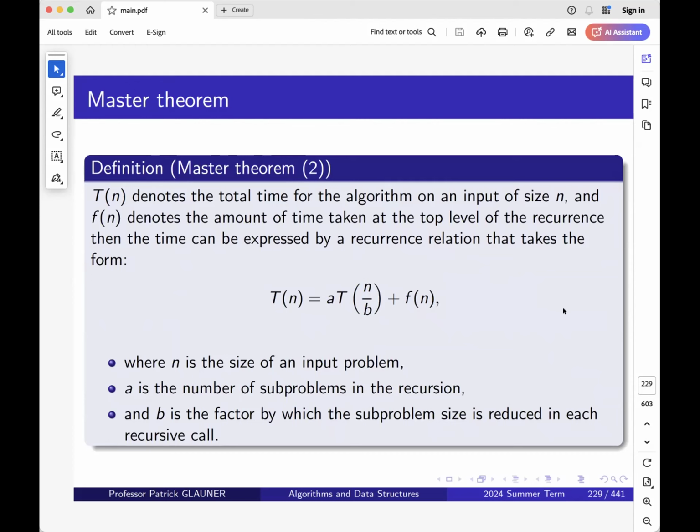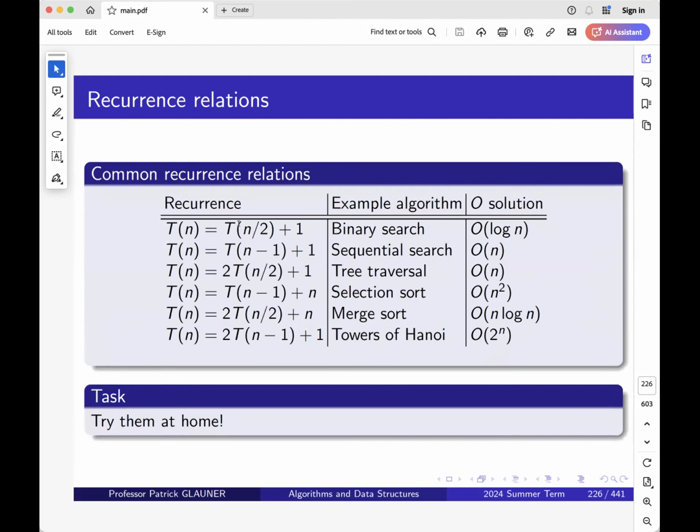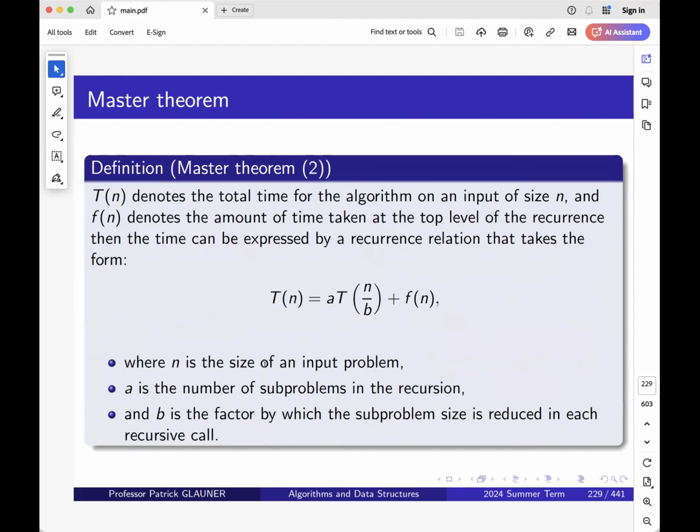And some recurrence relations we have seen so far fall into this pattern. For example, this one here, for binary search, the one for merge sort falls in, but the one for the towers of Hanoi does not fall in because we don't divide n by something, we subtract something. Tree traversal would also fit in. So you see, some of these recurrence relations are actually suitable for the master theorem.